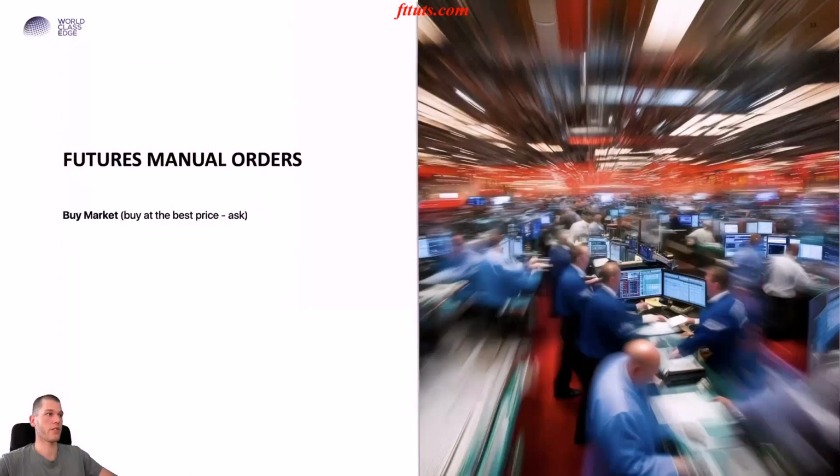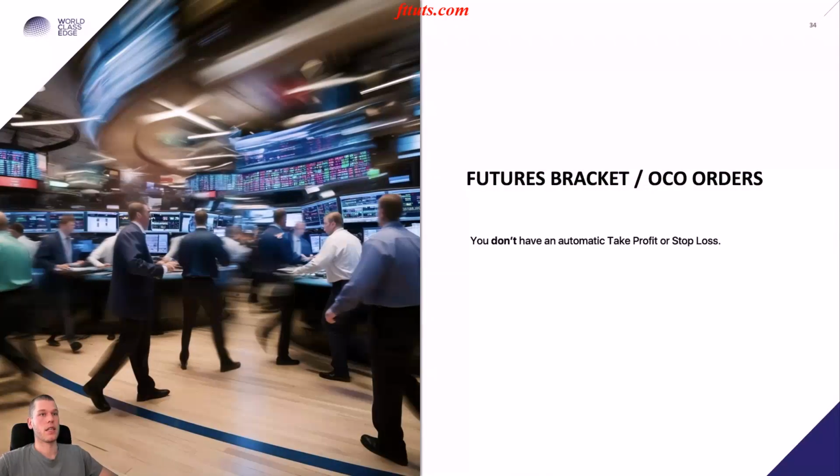What orders do we have? We have buy market, also called ask. We have sell market, called bid. It's the same here. But the difference is you don't have an automatic stop loss like in CFDs, because you need to view this differently. It's not just that you close your position. When you open the trade, you need to create a bracket order with the trade. So I buy one contract, and then I need to add a bracket order to that contract.